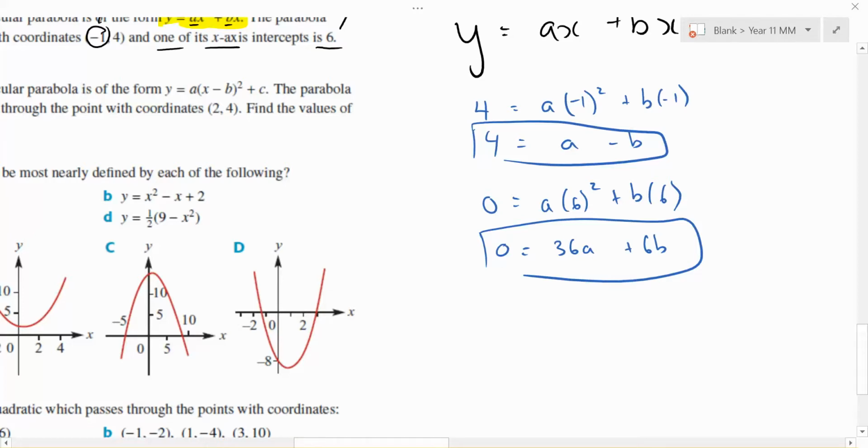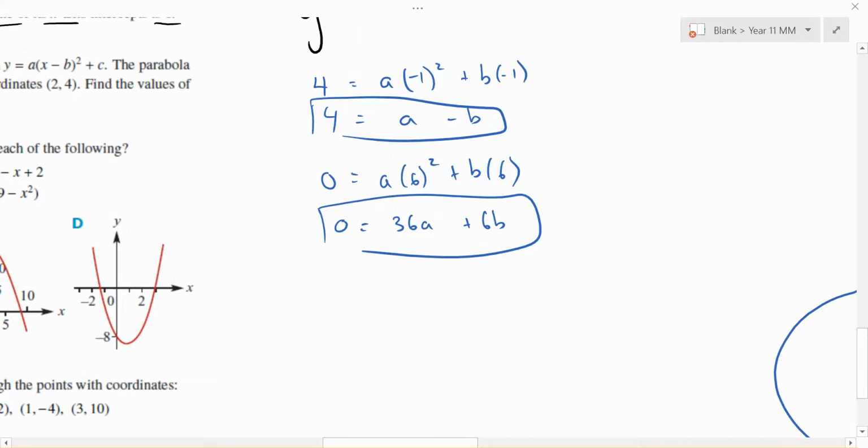Because I have two equations, now I can do the elimination method or substitution. Up to you. I've always liked the elimination method. It's just quicker for me. What I can see is if I have 6 of these b's, it'll be good because I can just add them and they'll cancel out. So I'm going to times this equation by 6, because if you times everything by 6, it stays the same ratio anyway. So this now becomes 24 is equal to 6a minus 6b. And this is still my same equation, 0 is equal to 36a plus 6b.